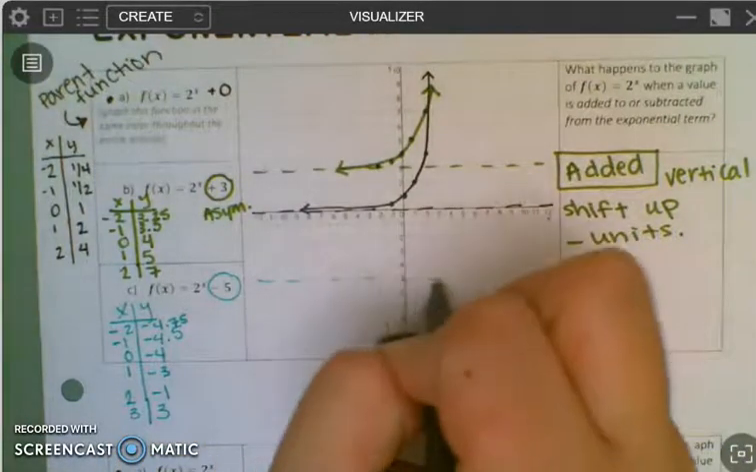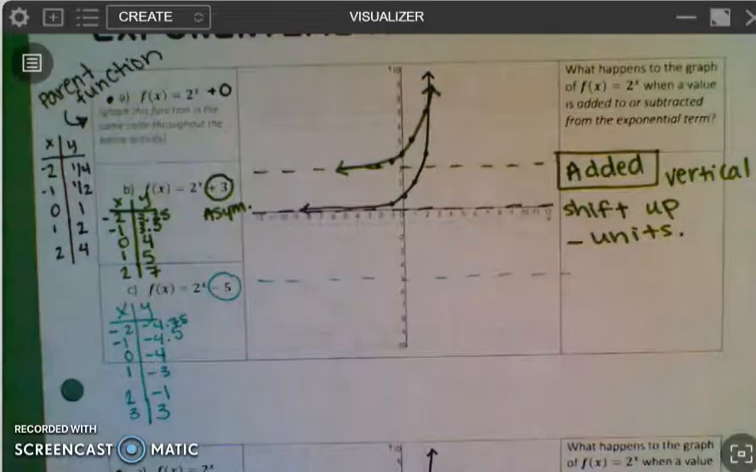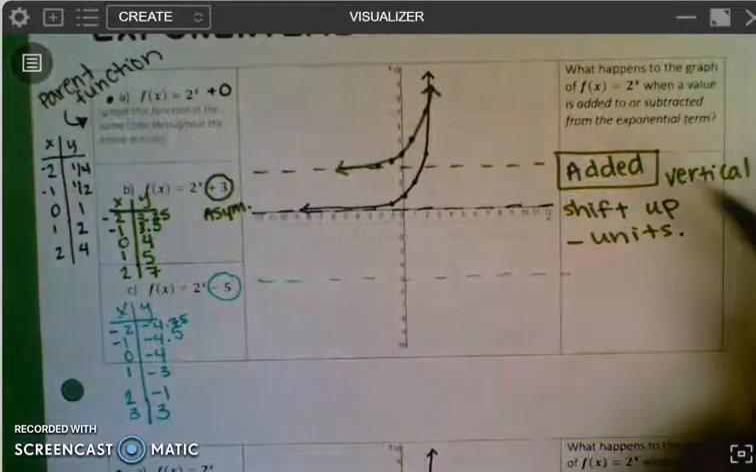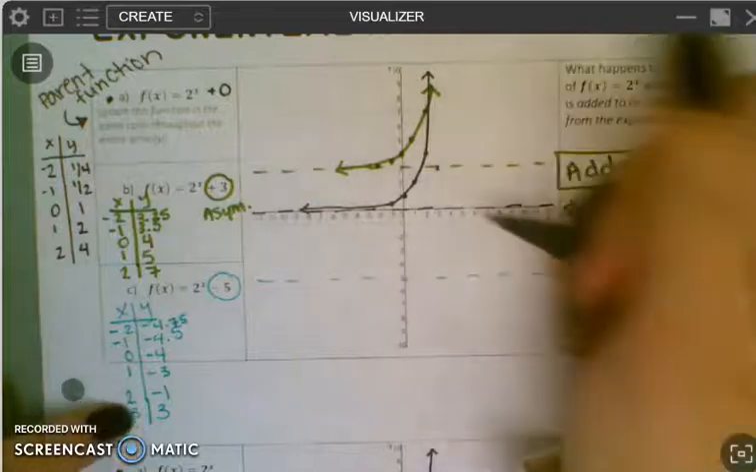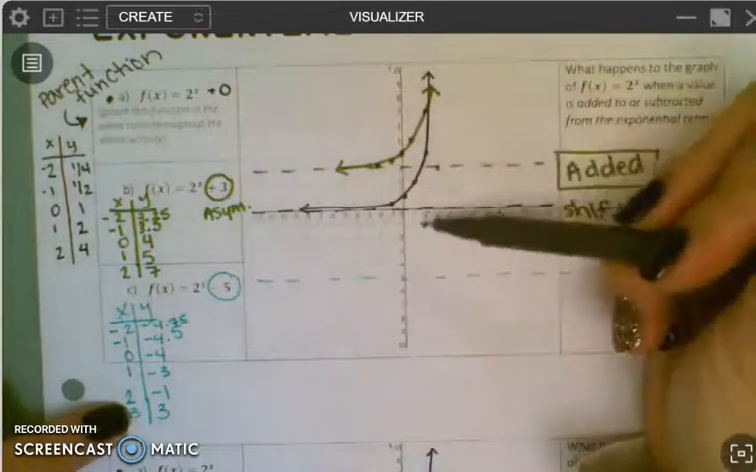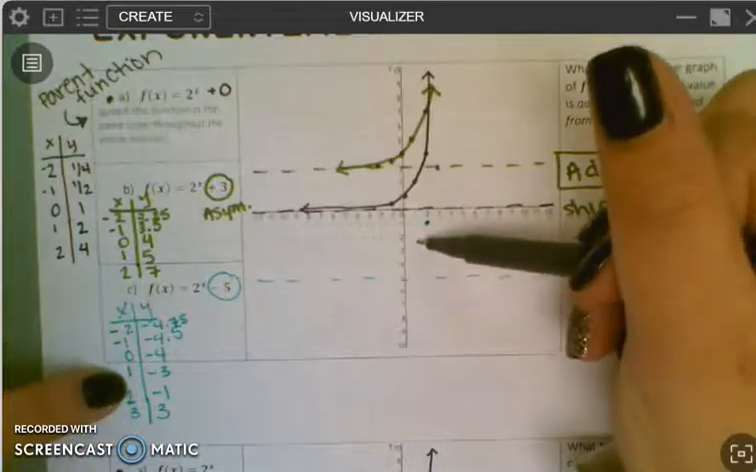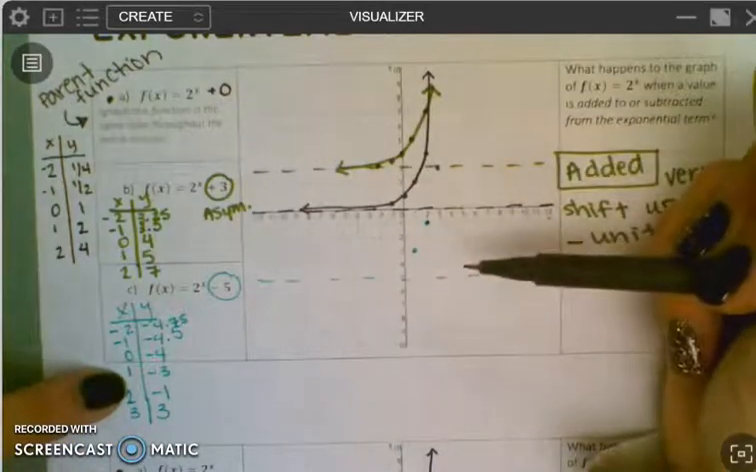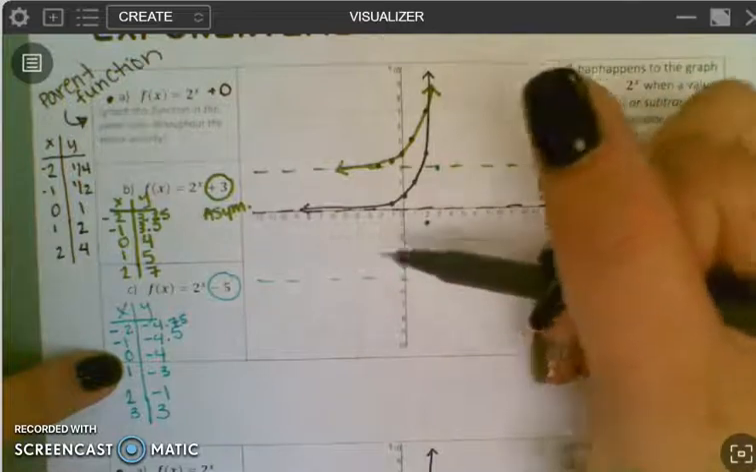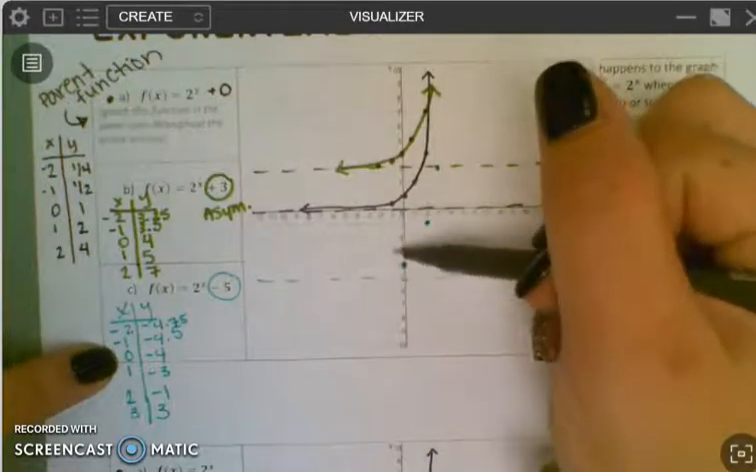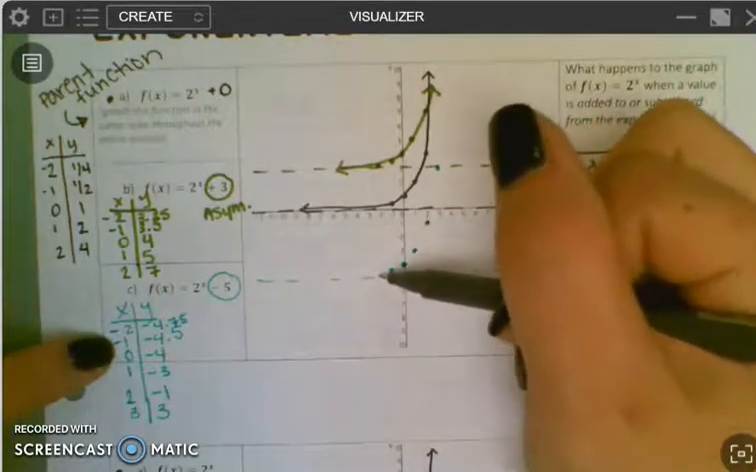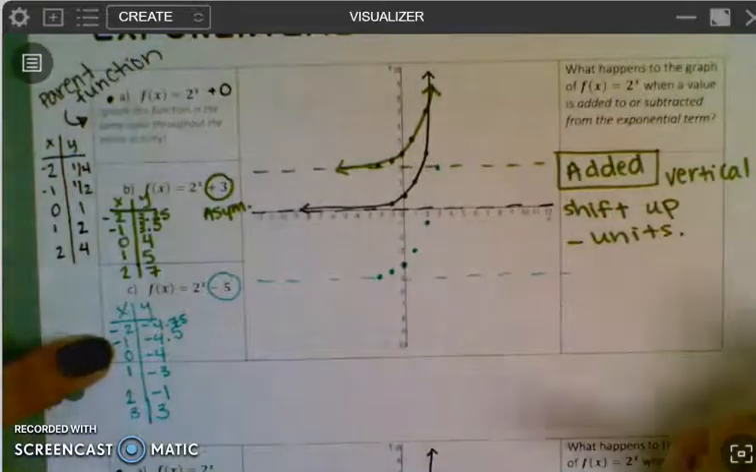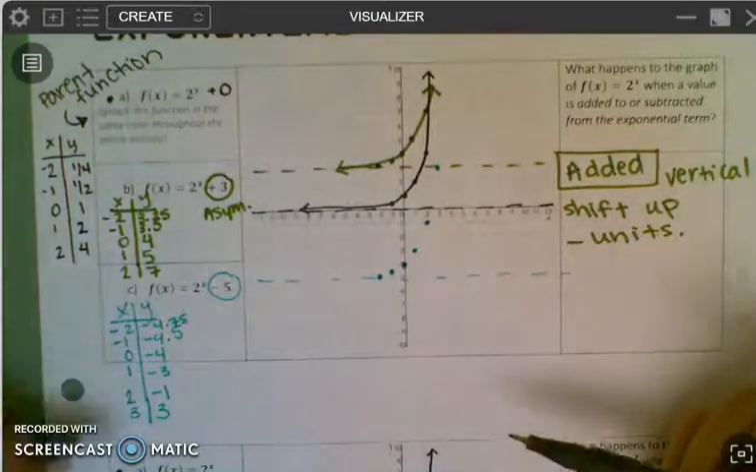So draw your dashed line and go ahead and plot these points. Okay, so 3 is at 3. 2 is at negative 1. 1 is at negative 3. 0 is at negative 4. Negative 1 is negative 4.5. And then negative 2 is negative 4.75, which is almost on the 5.